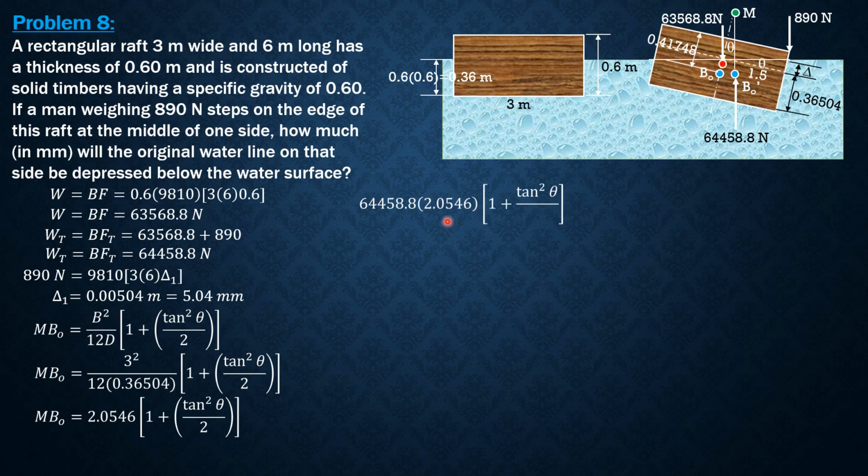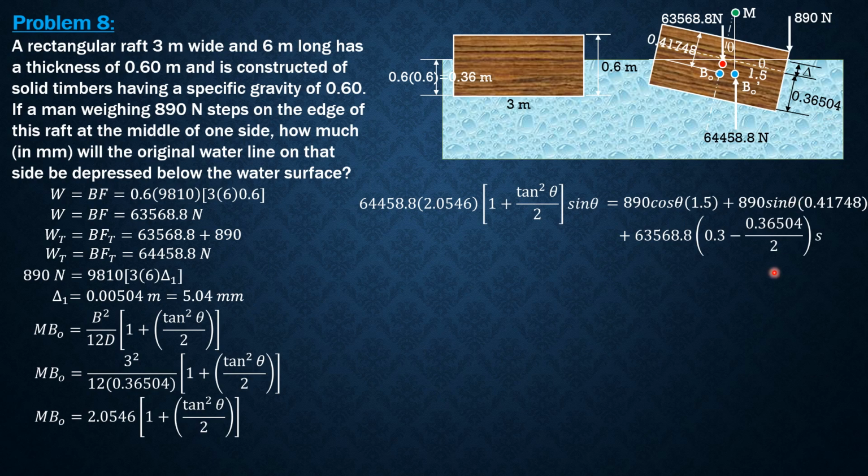64,458.8 times 2.0546 over 2, that is MBO, times sine theta, equals the moment of the 890 newton man. The component parallel to this is 890 cosine theta, and the moment arm is 1.5, plus 890 sine theta times 0.41748, plus the moment of the weight of the raft, 63,568.8 times quantity 0.3 minus 0.36504 over 2, that distance there, times sine of theta.